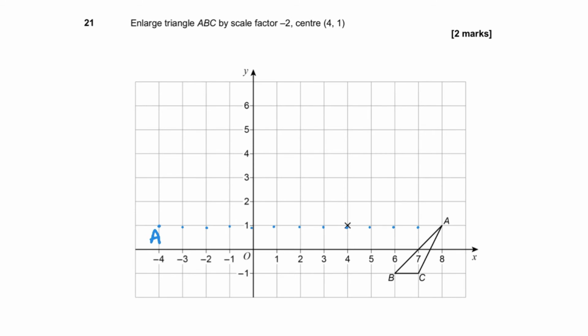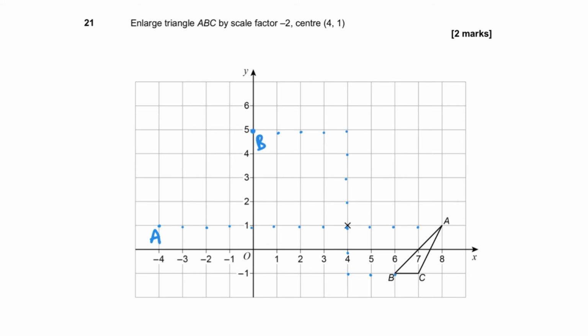So point B is 1, 2 squares across and 1, 2 squares up from the enlargement point. So we need to be 1, 2, 3, 4 and 1, 2, 3, 4 across in the opposite direction to flip the triangle over. So then lastly we're going to do point C.